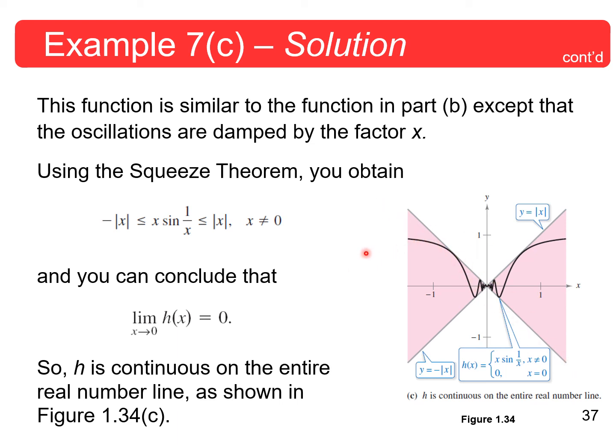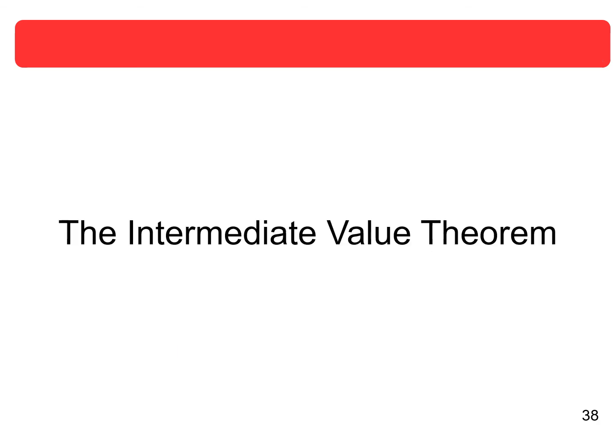So this function, x sine of 1 over x, is between negative absolute value of x and positive absolute value of x. Now let's turn our discussion to the intermediate value theorem.